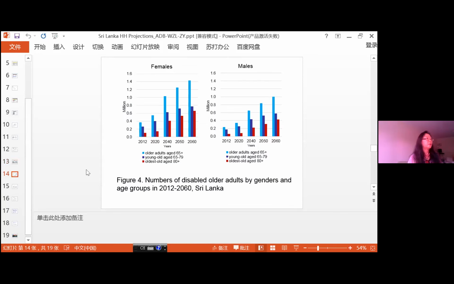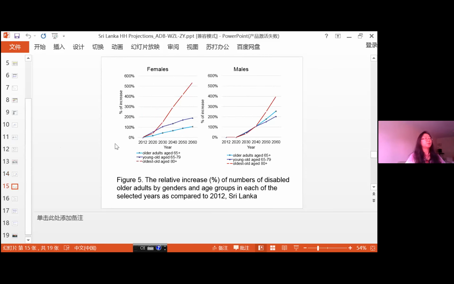Okay. And here are the results based on the census data and the projections of the number of disabled elderly. We can see that the number of disabled will increase dramatically, especially for the oldest old. The red line is the oldest old, the relative increase. We can see it's a 5 times increase by 2060.